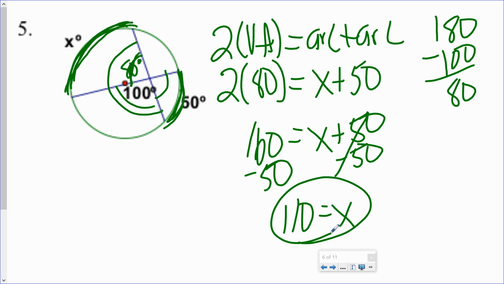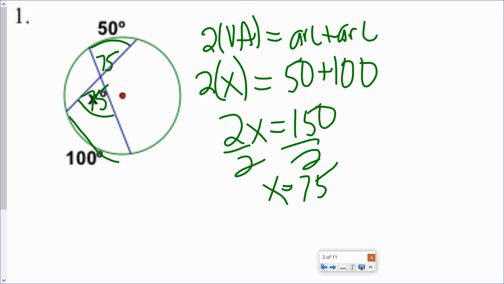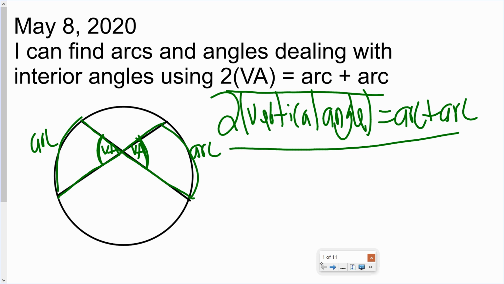So that's all there is to it. When I have arcs and angles involved with interior angles, my rule is 2VA equals arc plus arc. I substitute into that, and I'm good. VA, of course, standing for vertical angles.